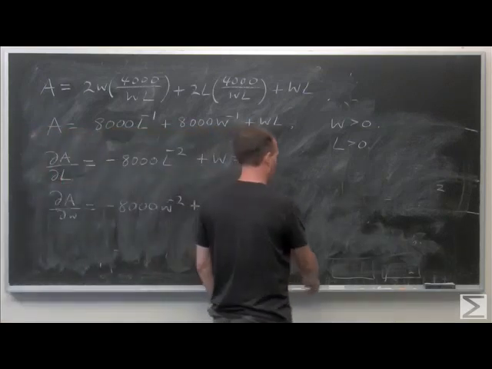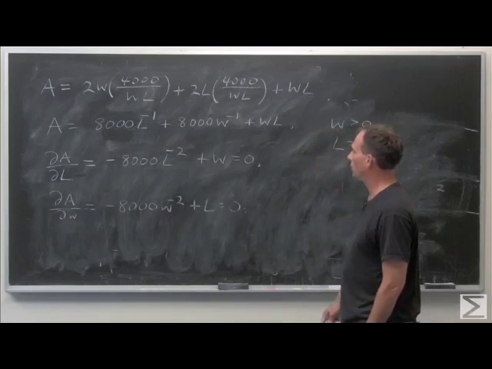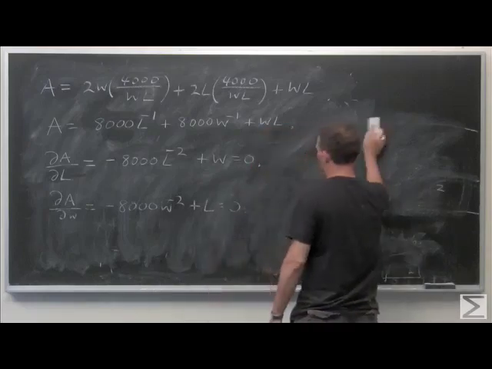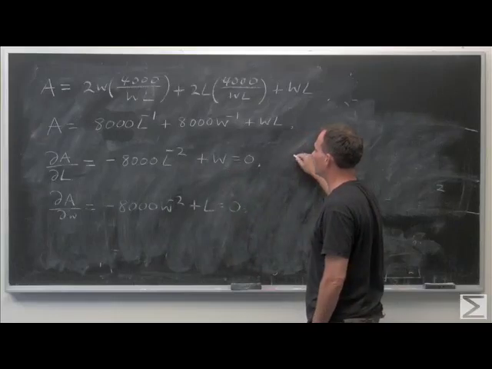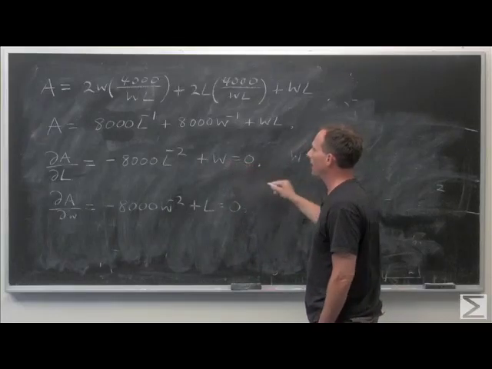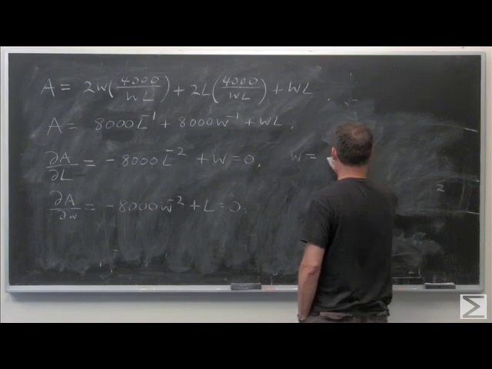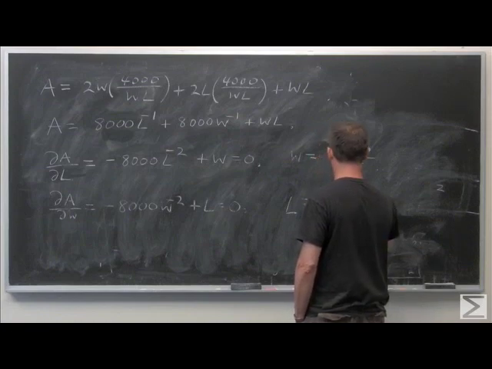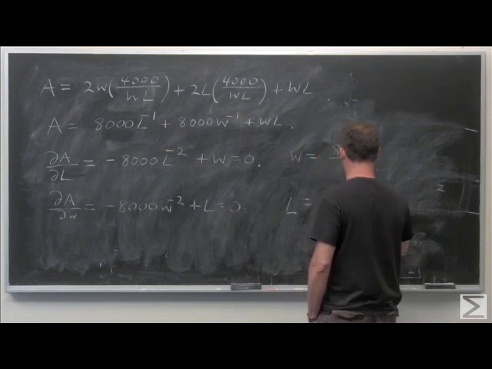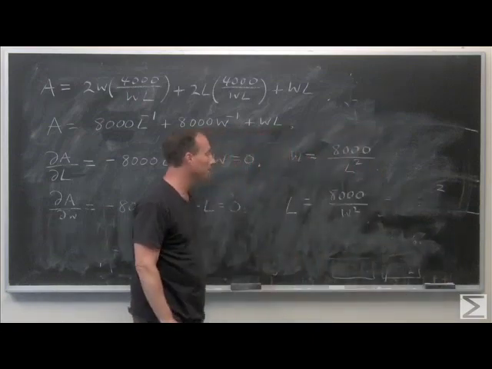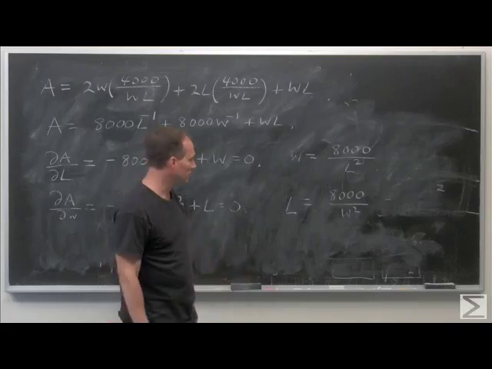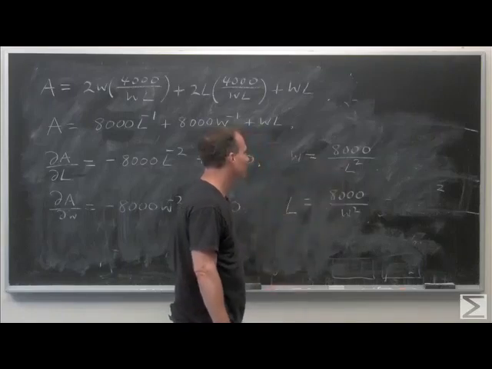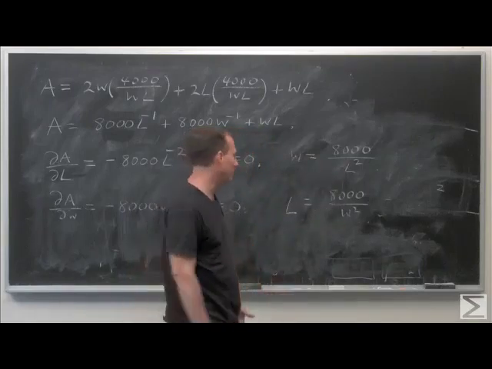So what do we get? Well, we have to solve these simultaneously. This line says that W equals 8,000 divided by L squared. And this line says L equals 8,000 divided by W squared. And we need to solve for L and W. There are lots of ways you could proceed, but I'm just going to do the naive approach. I'm going to plug this L in right there and get a fairly ugly expression, but then it'll simplify, and we'll be able to solve.